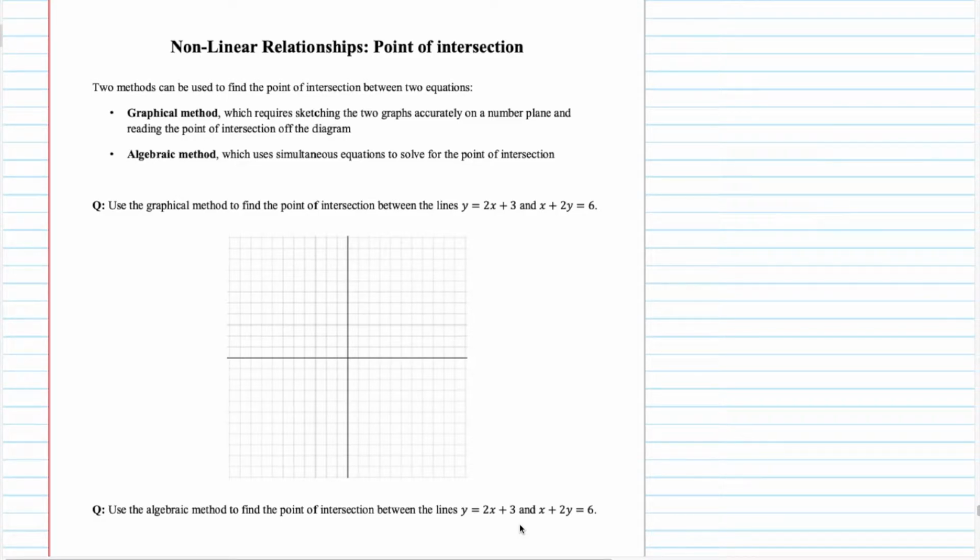Now today we're going to have a big lesson. It's a big lesson because it's a lot of content to cover, so make sure you pay attention. So in today's lesson, we're going to go through points of intersection with non-linear relationships.